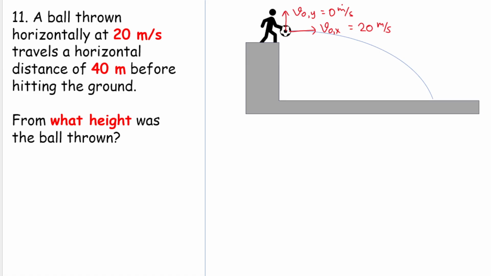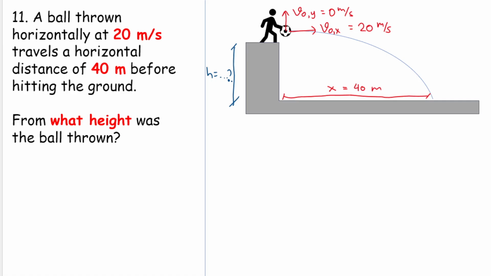Good. And it travels a horizontal distance of 40 meters. So we will have this one here. It is traveling a horizontal distance here, which I name x, and that x is 40 meters. And the question is asking us about this height here. So from what height was the ball thrown, right? So that will be this one here.